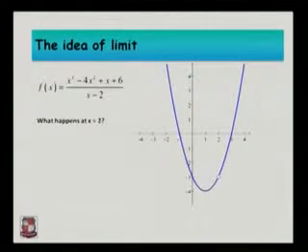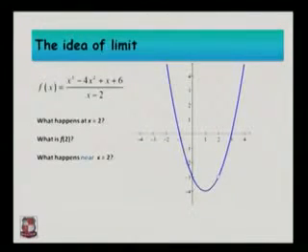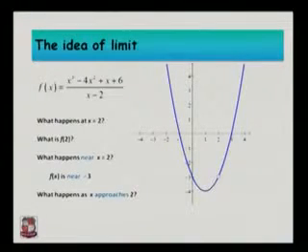Okay, what happens at x equal to 2? What is f of 2? And what happens near x equal to 2? When the value of x approaches 2, then the value of f of x approaches -3. That means when the value of x is nearer to 2, the value of f of x is nearer to -3. Okay, so the question is what happens as x approaches 2?